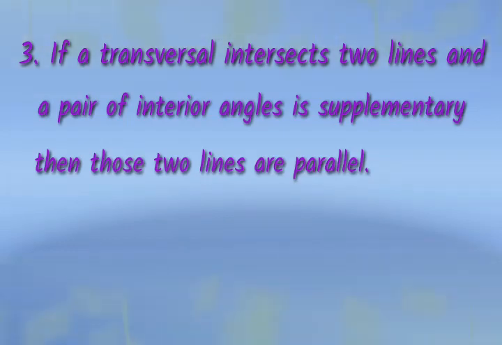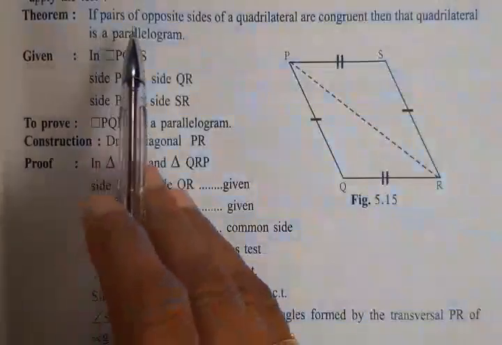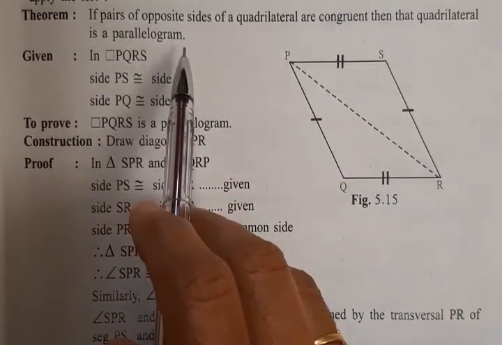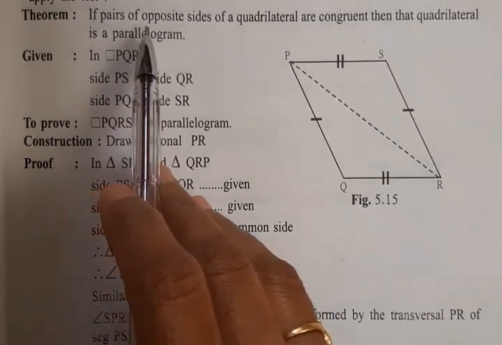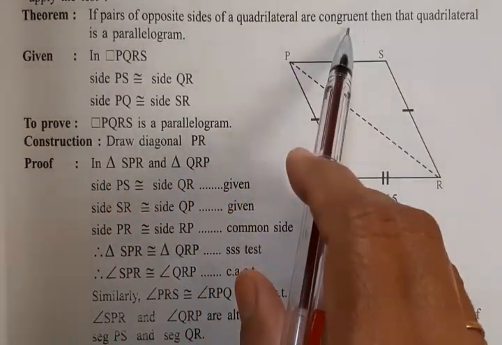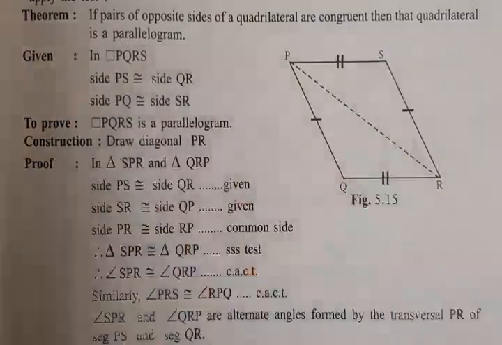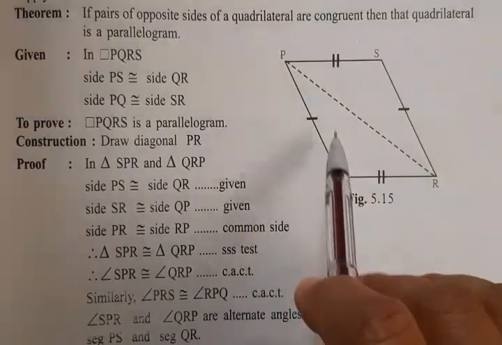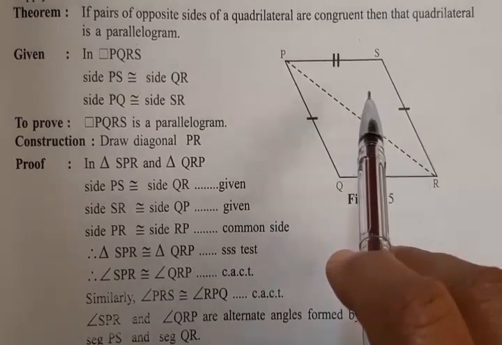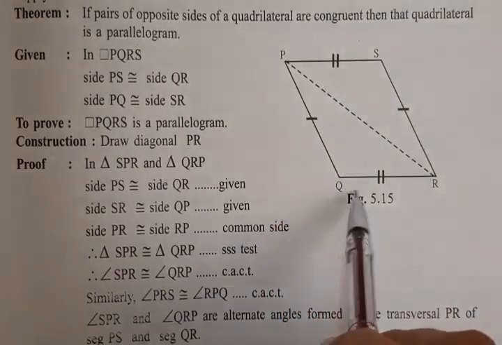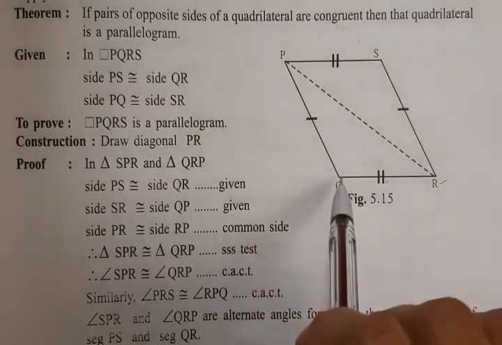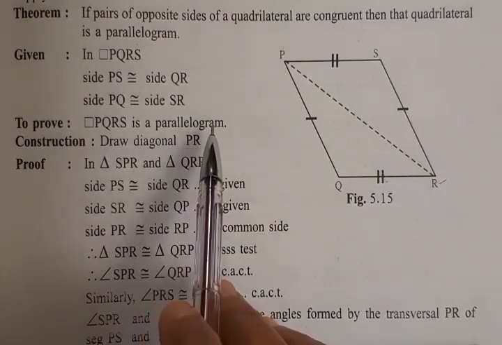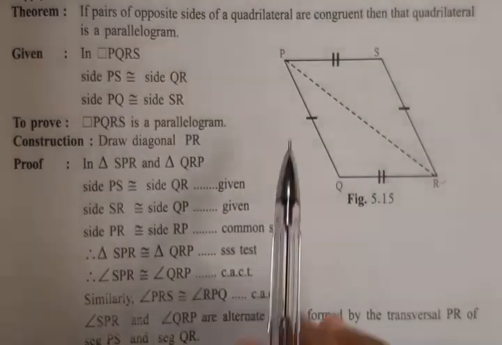Now let's discuss the test for parallelogram. If pairs of opposite sides of a quadrilateral are congruent, then that quadrilateral is a parallelogram. Again I am going to repeat, if pairs of opposite sides of a quadrilateral are congruent, then that quadrilateral is a parallelogram. Look at the diagram. Here PQRS is a quadrilateral. In that it is given PS congruent to QR. Here identical marks are given. Then PQ congruent to SR. Now what we have to prove is that quadrilateral PQRS is a parallelogram. We have to show that it is a parallelogram.